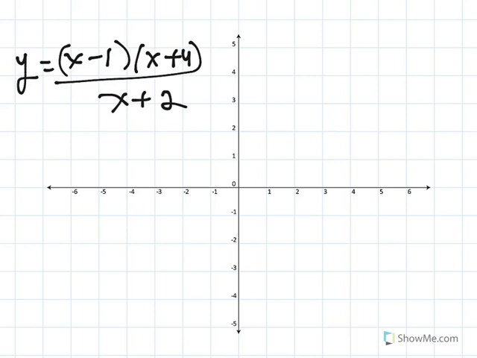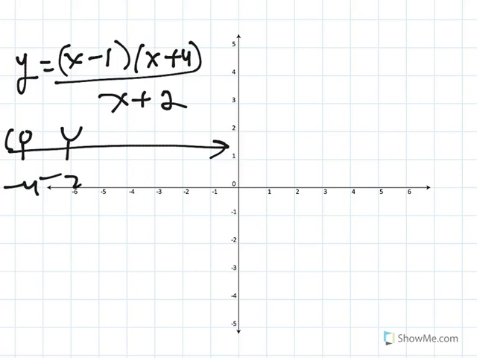Okay, the other type of question I wanted to show you is when there's 2 factors in the numerator and only 1 in the denominator. So the degree of the numerator is higher than the degree of the denominator. Here's my sign chart. At minus 2 it's undefined. At minus 4 it's 0. And at 1 it's also 0. Plus, minus, plus, minus.